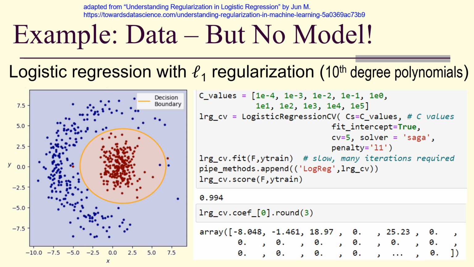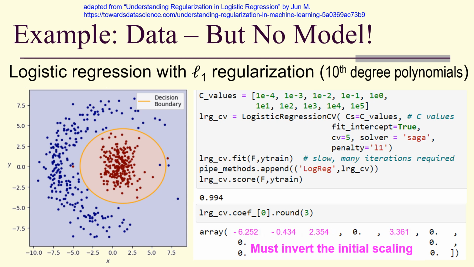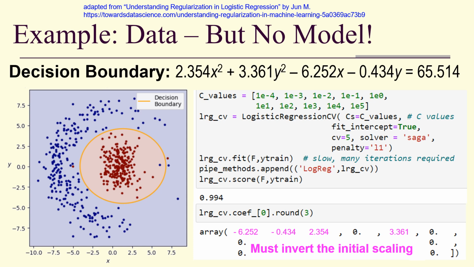I can actually predict what the decision boundary is. Why? Well, I have to invert the initial scaling that we used. So this is the correctly scaled version of these parameters. But then that means I can define exactly this kind of curve. In fact, that's an ellipse. That's the decision boundary.